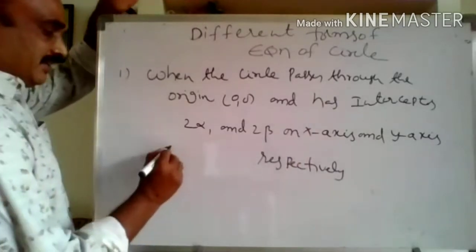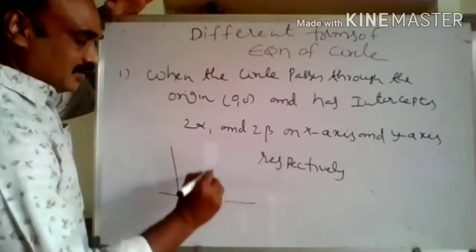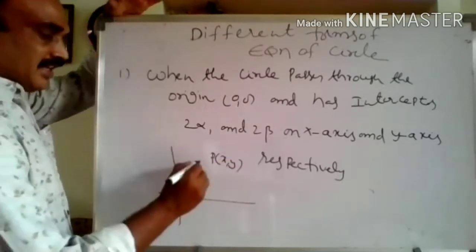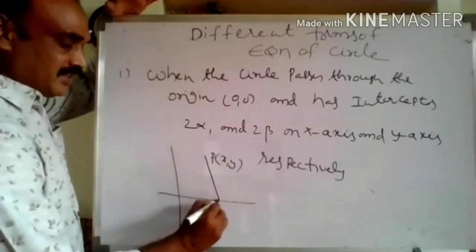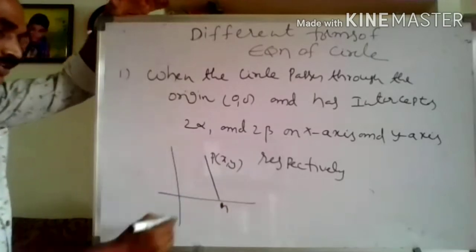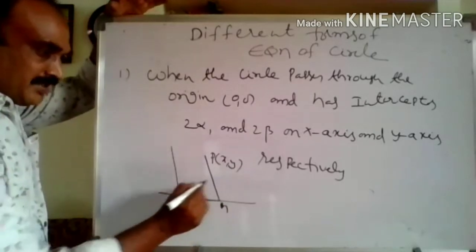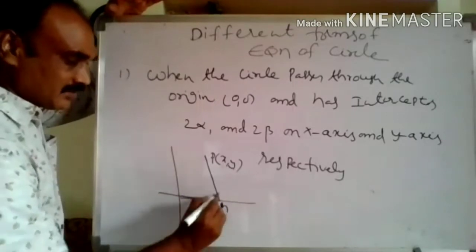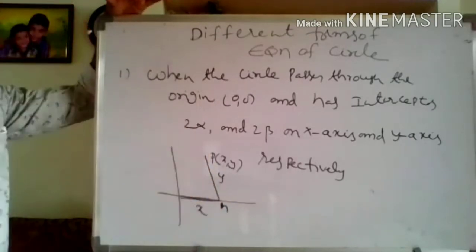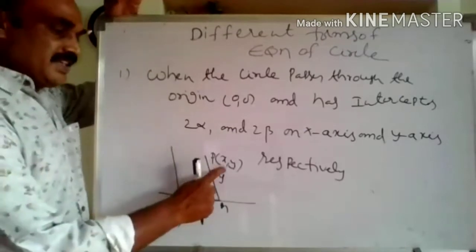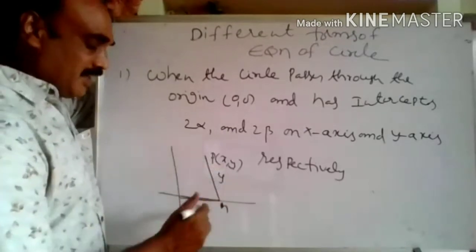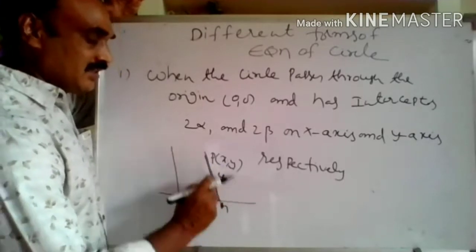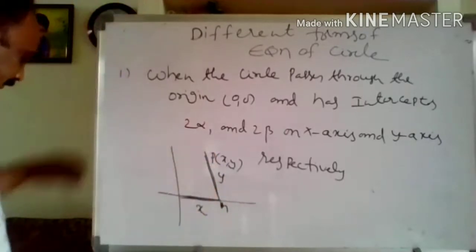In coordinate geometry, suppose I take the point P(x, y), draw the line parallel to the y-axis meeting the x-axis at M. So OM is equal to x and PM is equal to y, for P(x, y) any point on the plane. This is the x coordinate, this is the y coordinate.